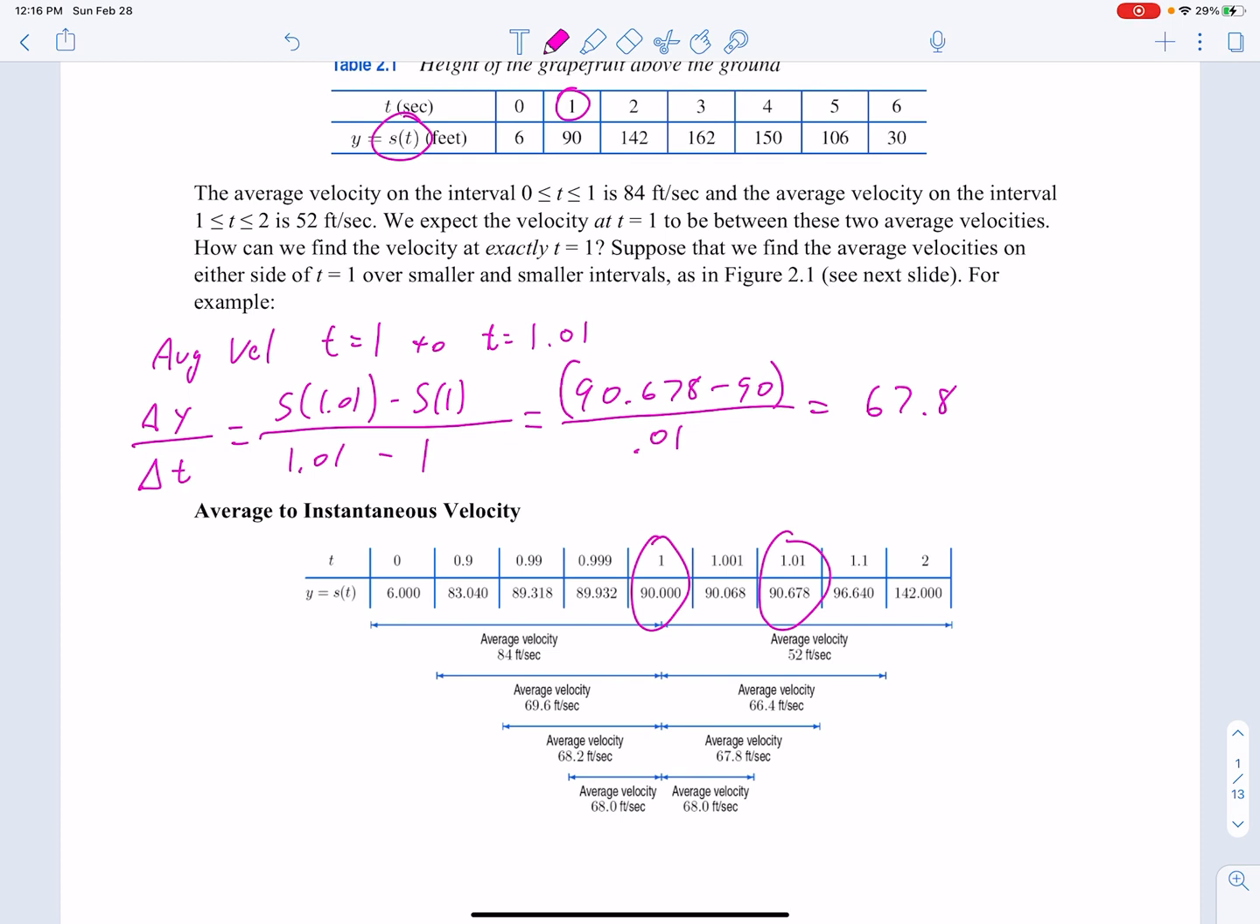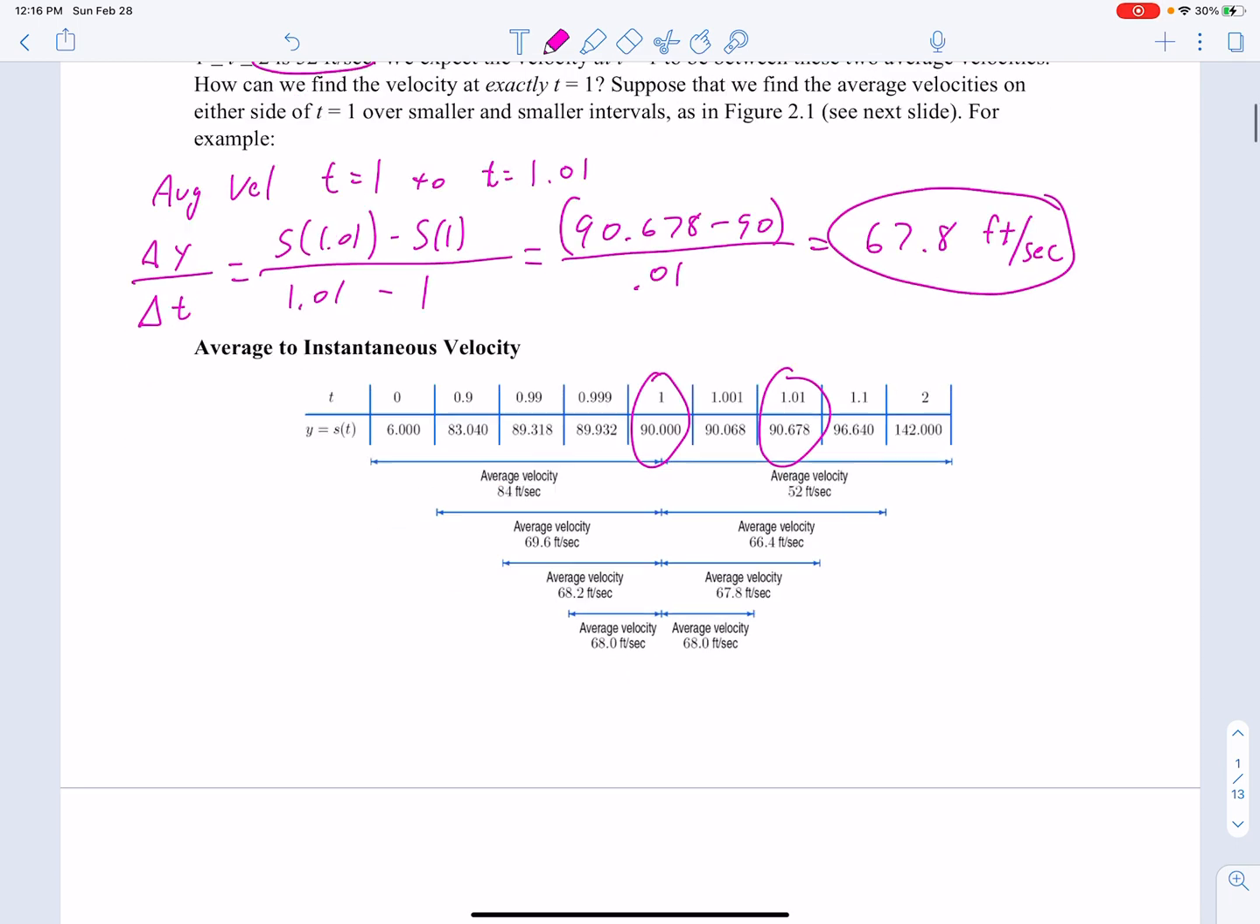Now, of course, we're doing a word problem, so we're going to use units, and this is feet per second. Feet per second is speed, distance per time. So that's just making that calculation a little bit closer. Instead of the 1 second gap that we did up here, where there's a pretty big gap from 52 feet per second average velocity to 84 feet per second average velocity, now we're narrowing that down and giving us a better estimate.